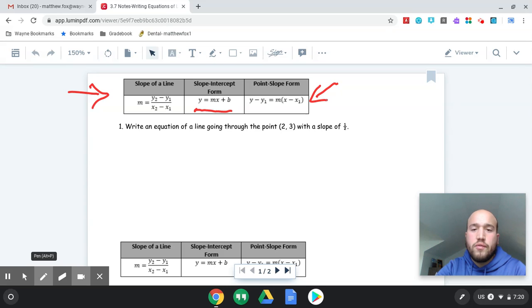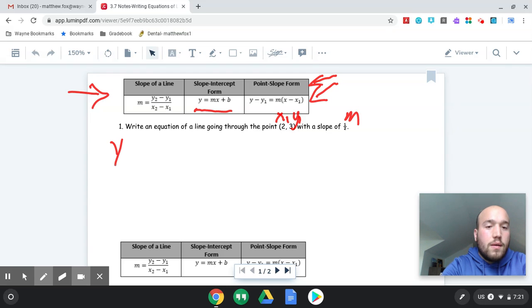So on question 1 here, it says, write an equation of a line going through the point (2, 3) with a slope of 1/2. Just like we did yesterday, we need to first identify which comes first, our x or our y. Hopefully you remember in an ordered pair, it goes x first and then y. So that's our x1, that's our y1, and this slope is m. Now we're going to plug into this equation. We have a point and the slope, so we're going to use the point-slope formula there.